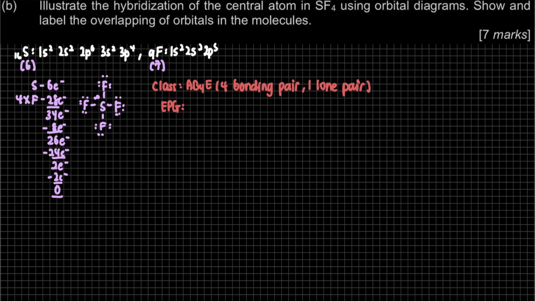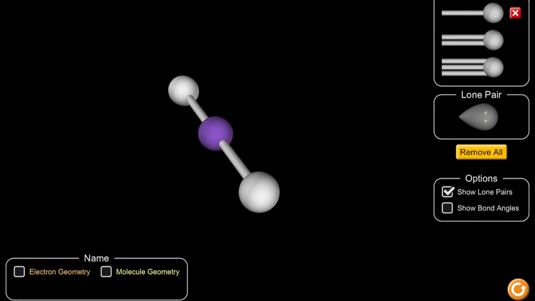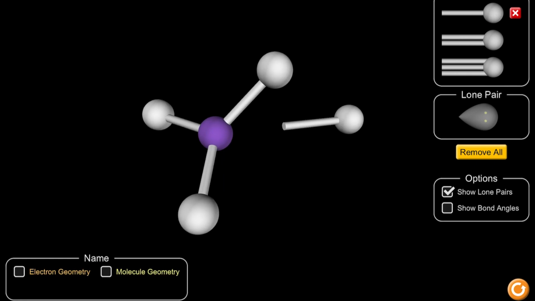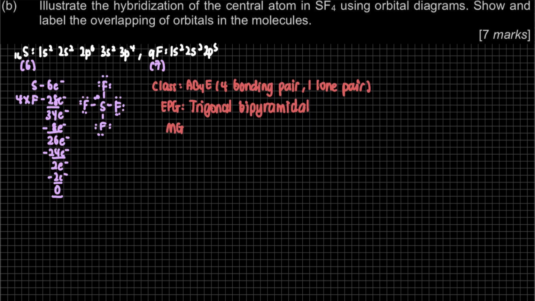So 5, what is the shape of 5? If you refer to the simulation, right now we only have 2, so 3, 4, 5. Please refer to the bottom left. The electron geometry here is trigonal bipyramidal. Next, for the molecular geometry or your shape, since our central atom has a lone pair, the electron pair geometry will not be equal to the molecular geometry, it will be different. So how do we know the molecular geometry? The hint is you have to draw based on the electron pair geometry first.